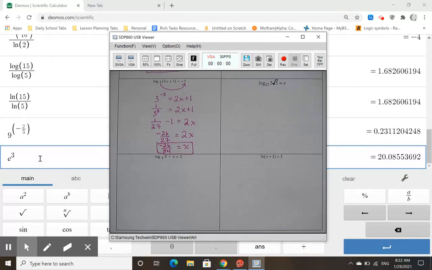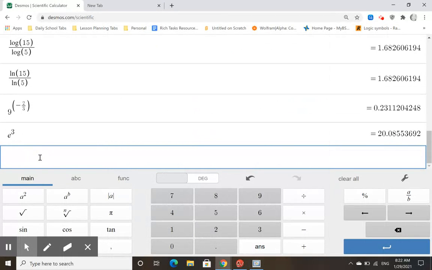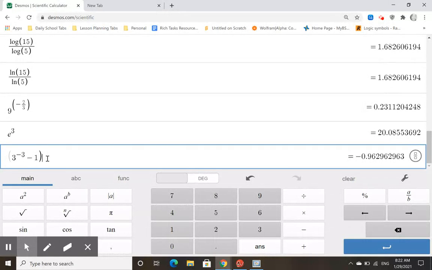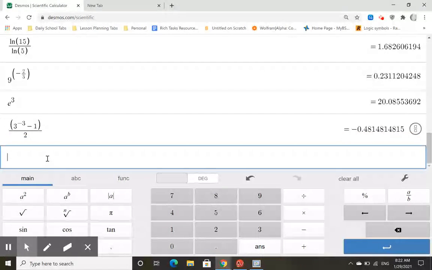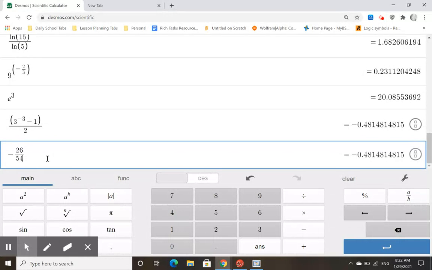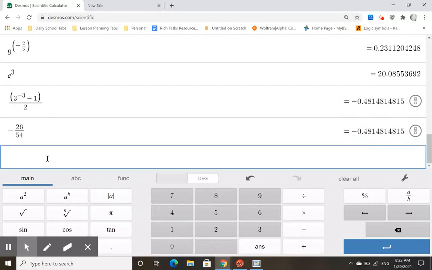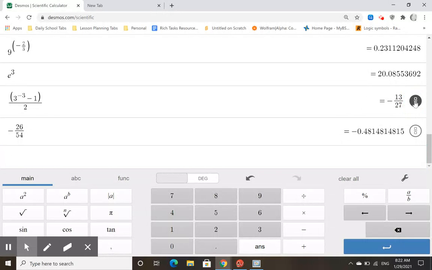So let me explain what I mean over here. So 3 to the power of negative 3, you could just leave that. Then you would subtract 1 from each side, and then you would take that whole thing and divide it by 2. And you would get this number. Well, let me show you that that's the same as negative 26 divided by 54. So they're the same, and you could actually click this button over here and convert.